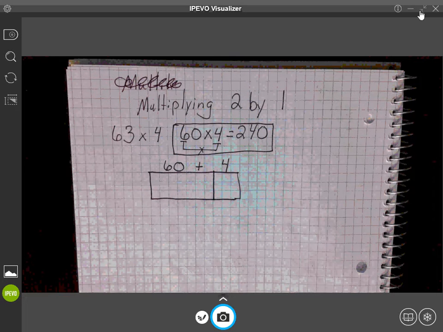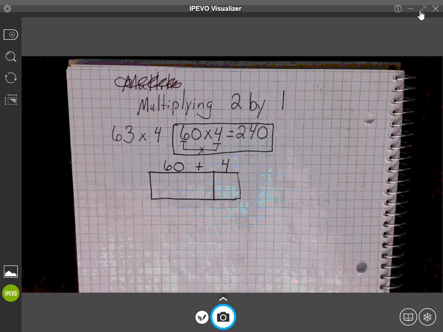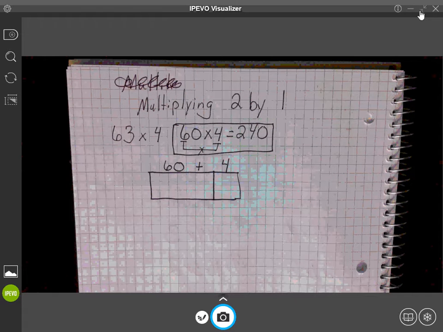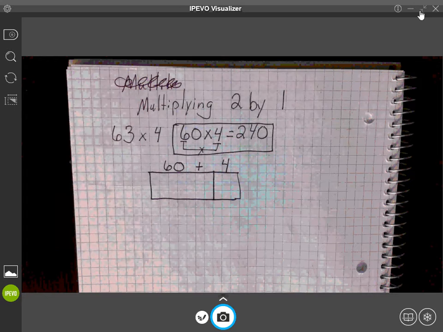Why do you think I made the 60 box bigger than the 4 box? Why, Rohan? Why do you think I made that box bigger? It's the larger number, okay? Since it's the larger number, it deserves the bigger box, okay?